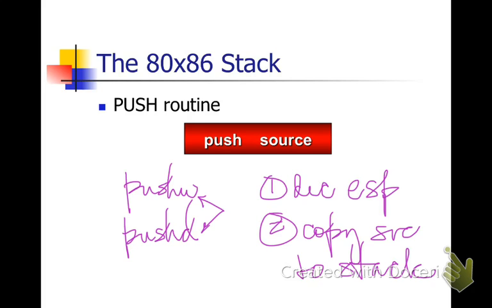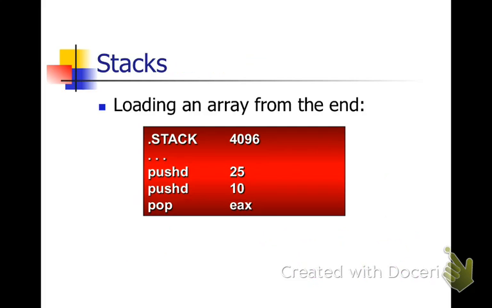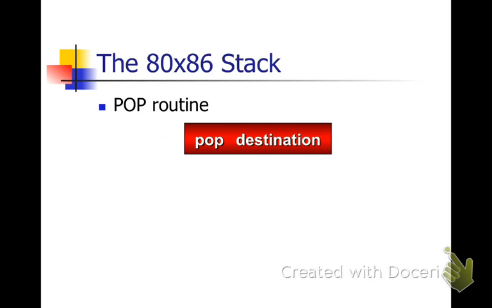We'll draw some examples in just a second. Pop does the opposite of push. The destination in this case can reference a word or double word in registers or memory. Even segment registers can be the destination. But it cannot be an immediate value, for the same reason that our destination operand in other instructions cannot be an immediate value. The destination has to be a place that can store something.